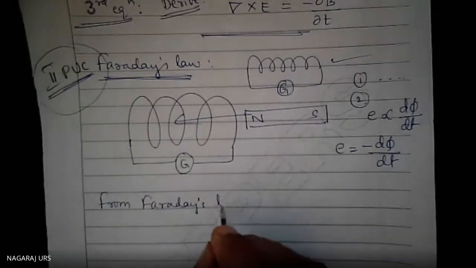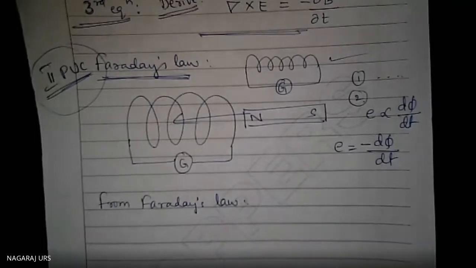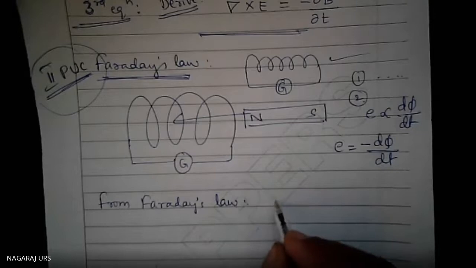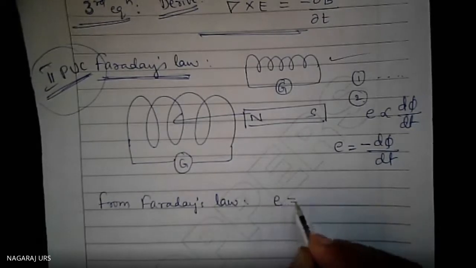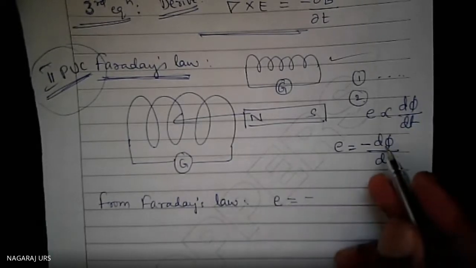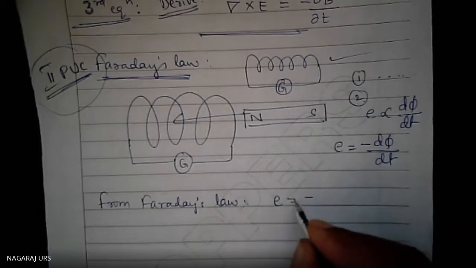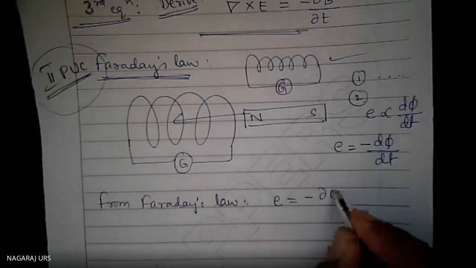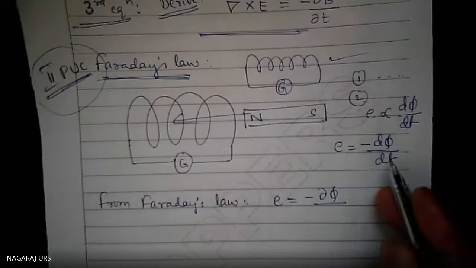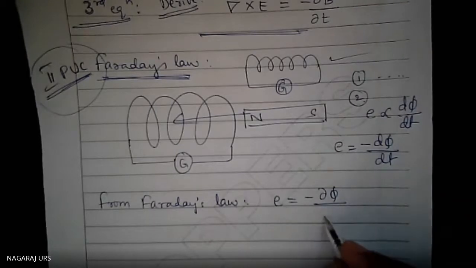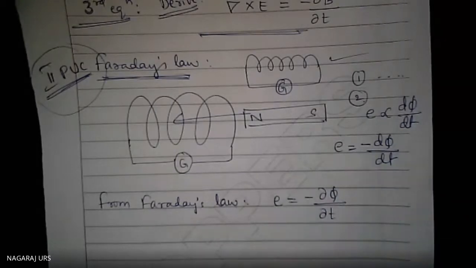So from Faraday's law, the induced EMF in a closed loop is given by, what is that? Induced EMF is equal to minus, here I have written d phi by dt, but here I am writing the partial derivative. This is lower class concept. Now let me take up the partial derivative like this, del phi by del t.